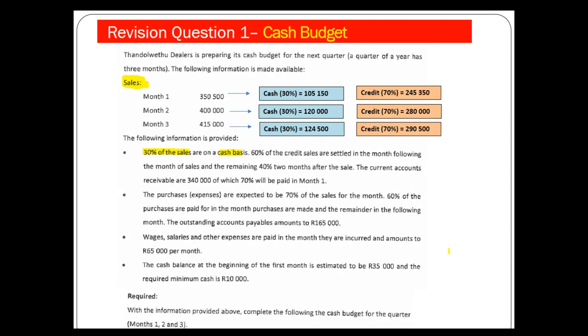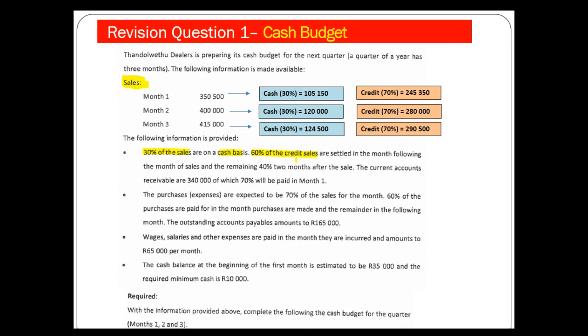Now, let's continue. They say 60% of the credit sales are settled in the month following the month of sales. They are talking about the credit sales because credit sales are not instant. Only cash sales are instant, because when I sell for cash, I receive cash now. But when I sell on credit, we give our customers terms of payment. That's why they are referring to these credit sales, and this is how we are going to collect from our debtors.